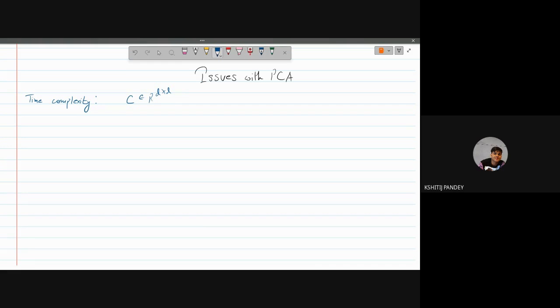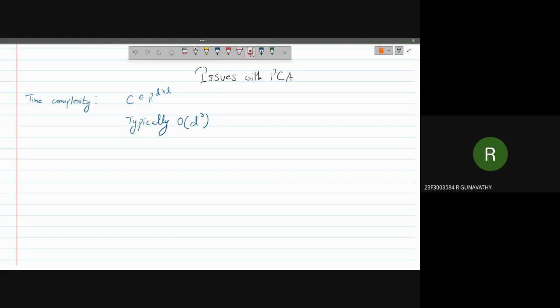So typically the time complexity is d cube. So when d is large, we have a problem. It takes a lot of time and resources to find the eigenvalue and eigenvector. Is that clear? Is the first problem clear?